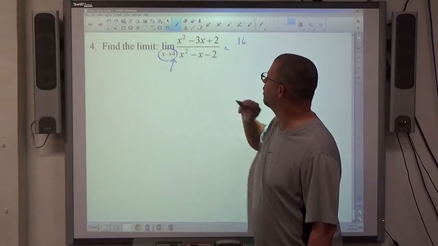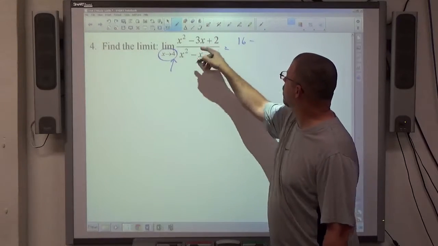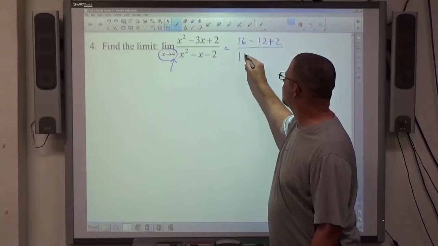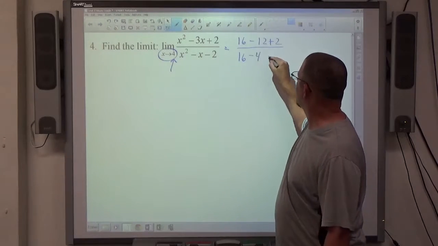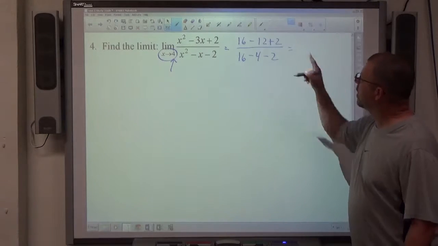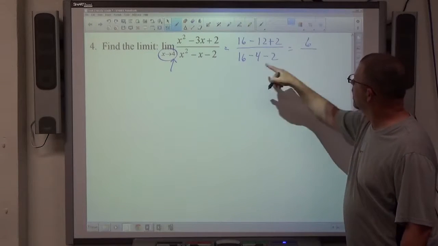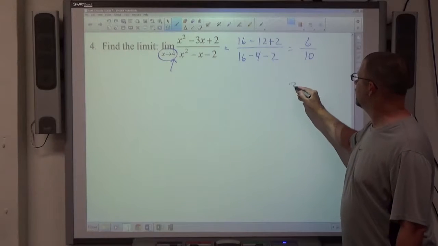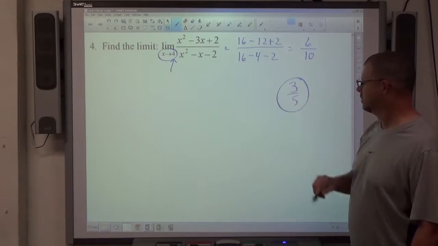Again, I'm replacing x with 4. Minus 3 times 4 is going to be minus 12 plus 2. On the bottom, we get x squared, which is 16, minus x, which is minus 4, minus 2. That ends up getting me 6 on top, and 16 minus 6 is 10 on the bottom. That equals 3/5, and I'm done.